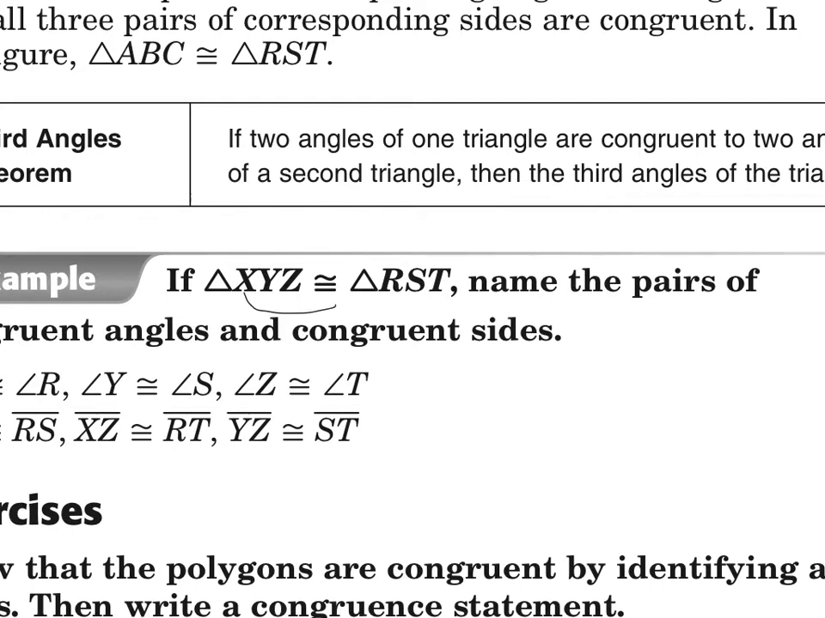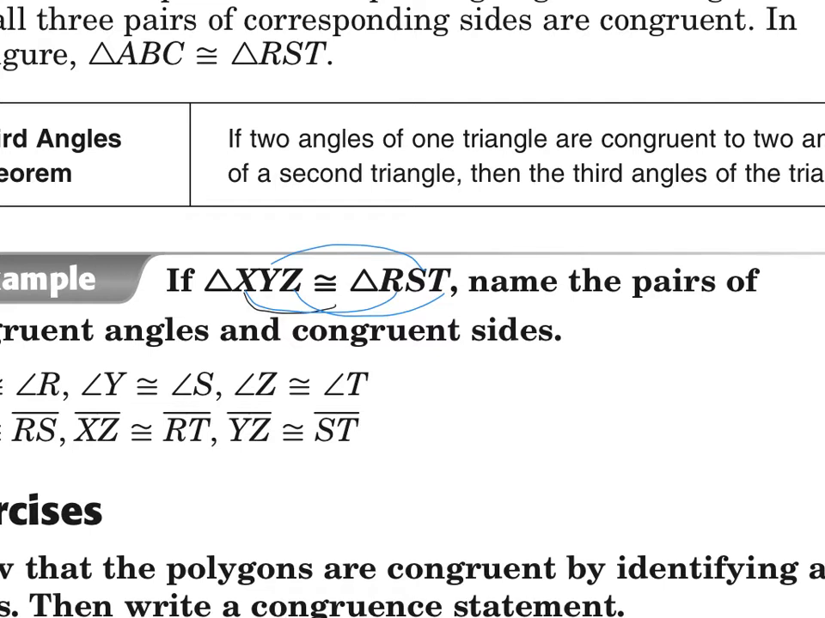We can connect X and R so that we know that angle X corresponds to angle R. We can connect the two middle points such that angle Y is congruent to angle S, and then angle Z would be congruent to angle T.